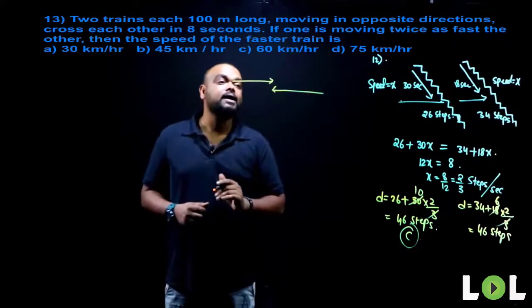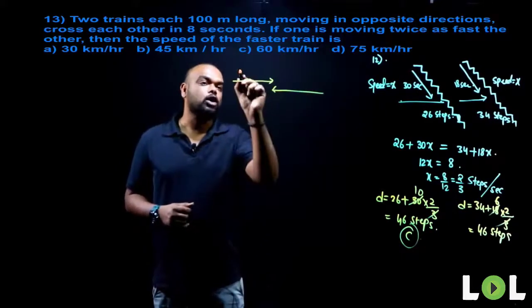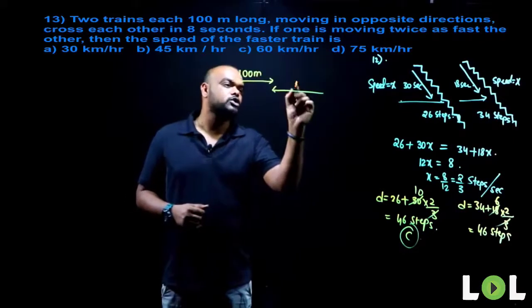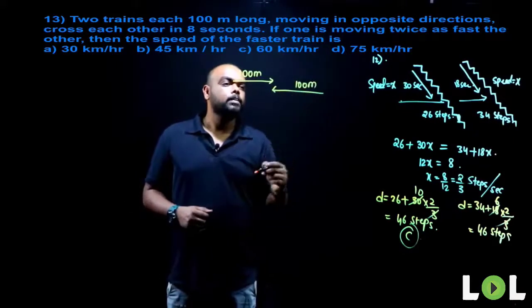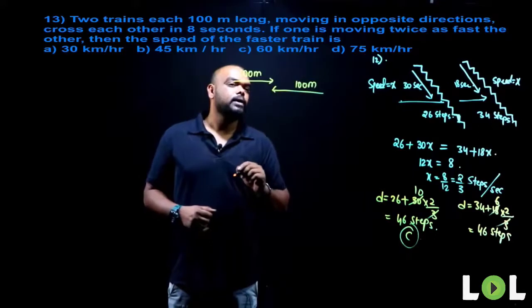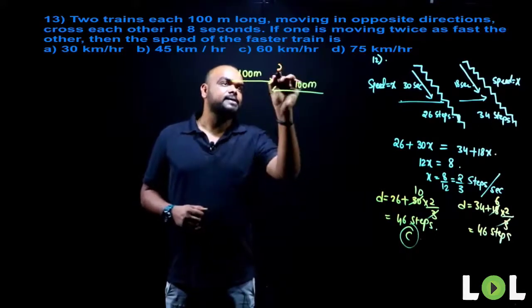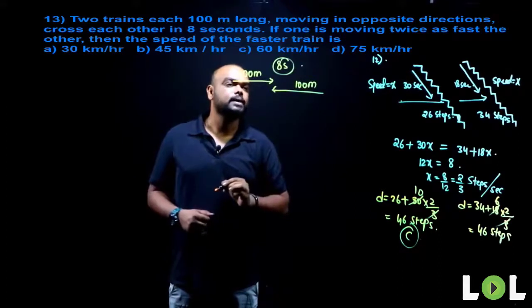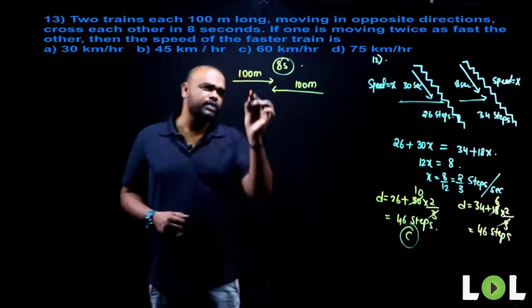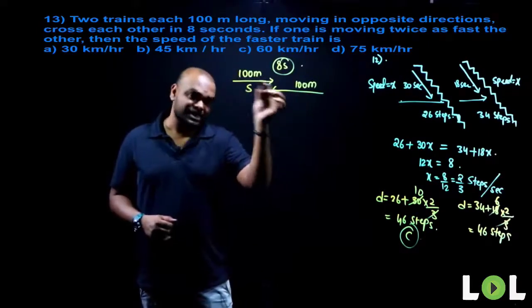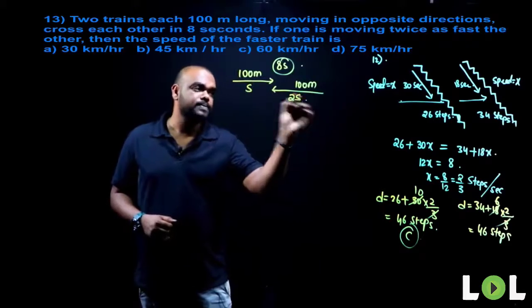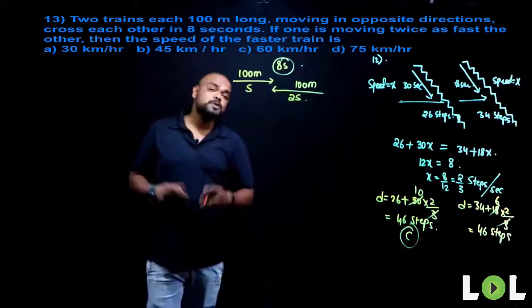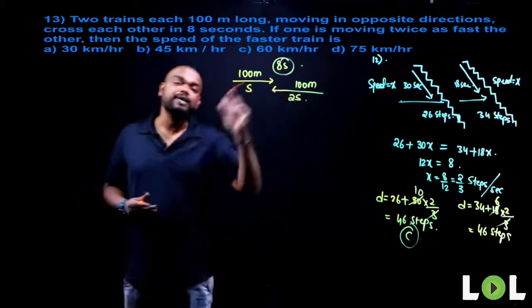Okay, two trains each 100 meter long. It means this is also 100 meter and this is also 100 meter. Moving in opposite direction, crossing each other in 8 seconds. Acha, they will take 8 seconds to cross. What else? If one is moving twice as fast as the other, then what is the speed of the faster train? Suppose if it is moving at s, this is twice as fast as this, then its speed will be 2s. So we have to find out the 2s value.